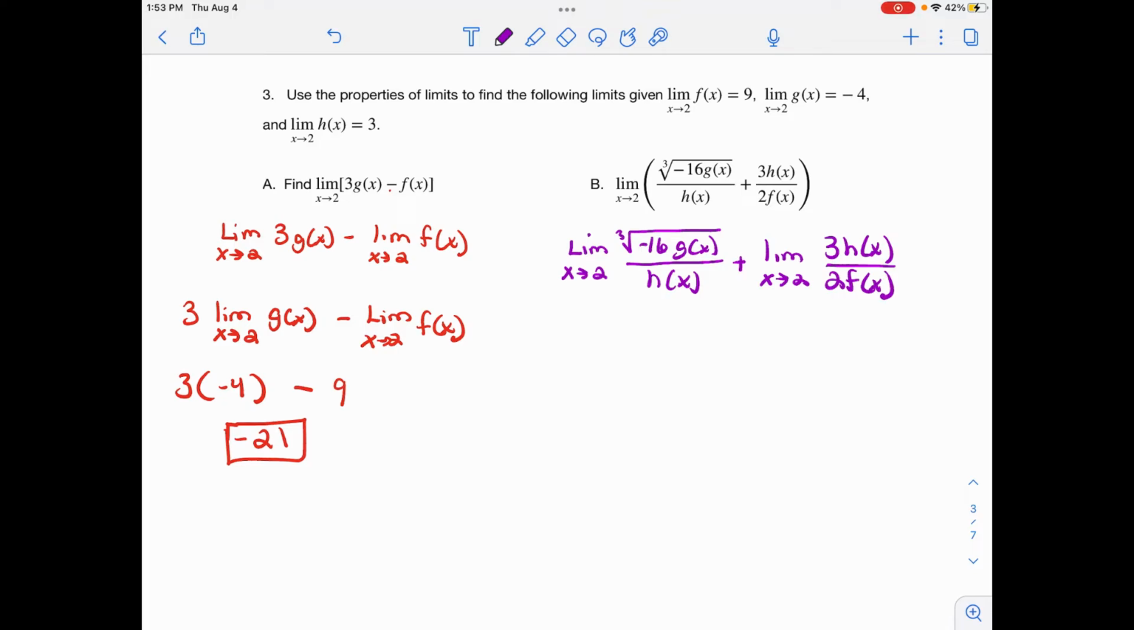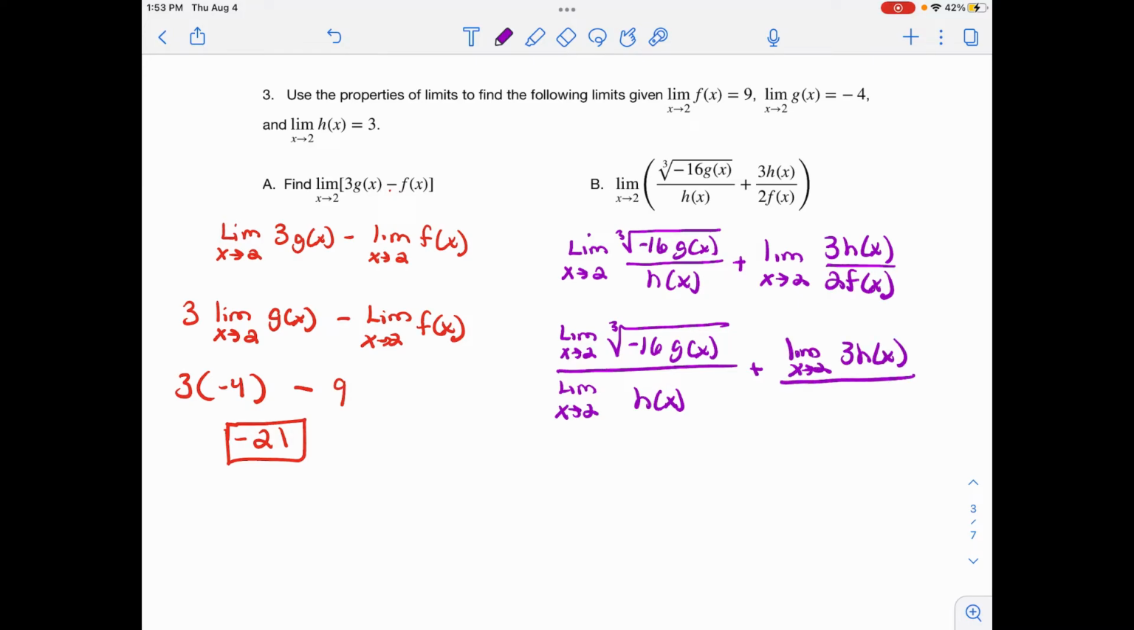Then we have our quotient rule. If I'm taking the limit of a fraction, that is the same as the limit as x goes to 2 of the top, the numerator, divided by the limit as x goes to 2 of the denominator function. And I'm going to do the same thing on the second fraction here. That's kind of big. Let me go a little smaller. The limit as x goes to 2 of the top function divided by the limit as x goes to 2 of the bottom function. That's using our quotient rule there.